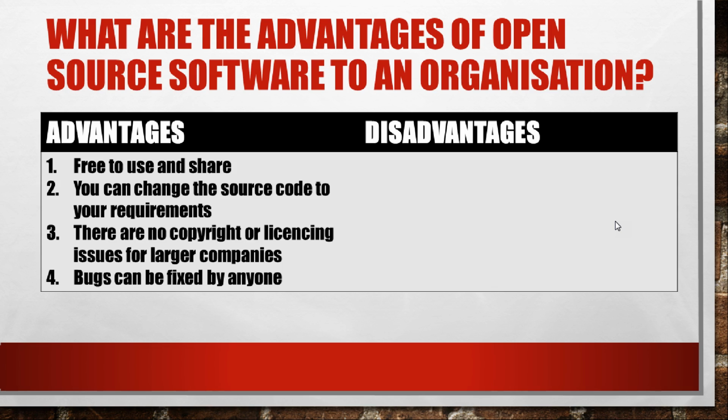You don't have to wait for a larger company to do that. So that's the advantages over things like proprietary software. And proprietary software is software that is made by manufacturers, and they keep it all completely closed. It's not free. You can't share it. And it has licensing agreements. So it's completely opposite to that.